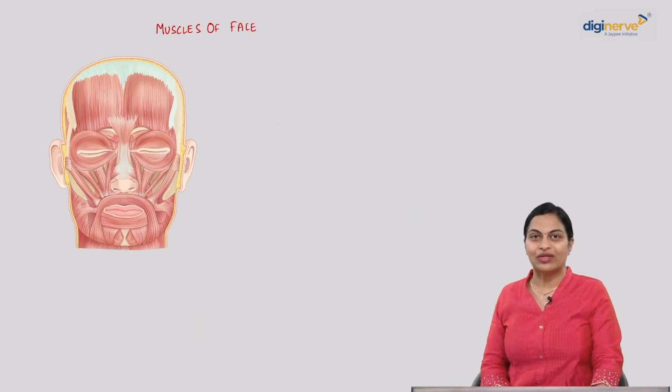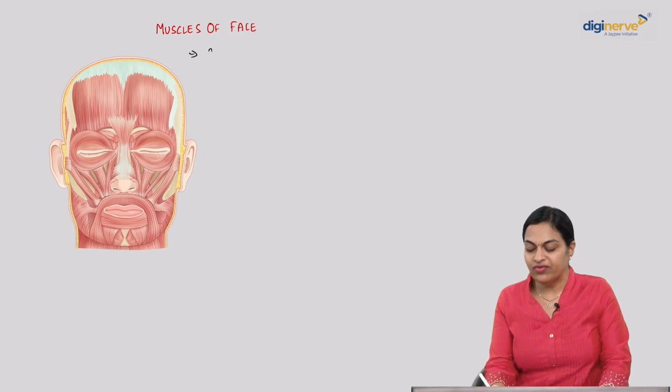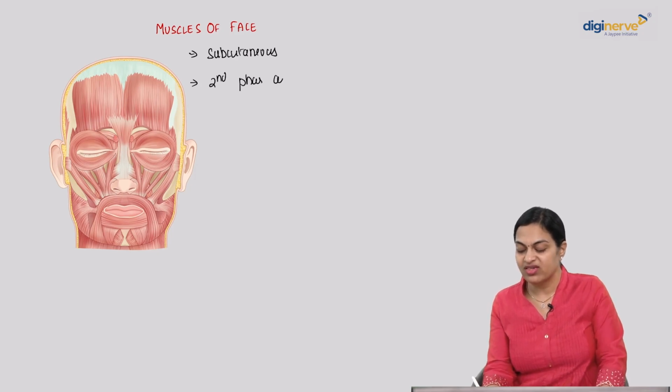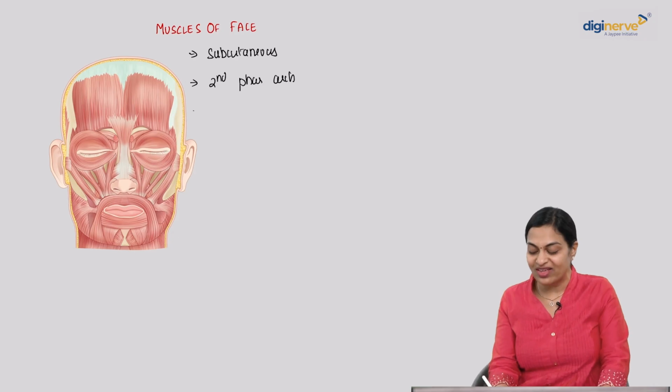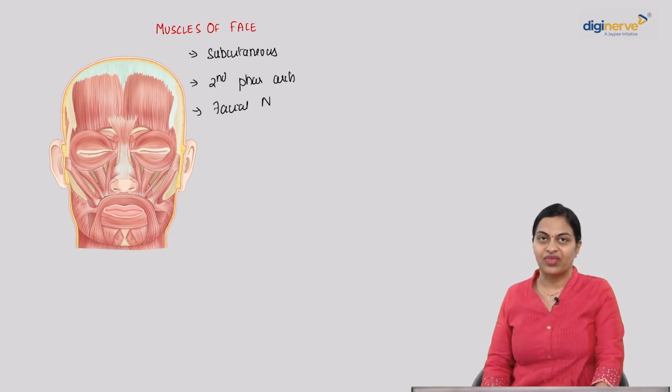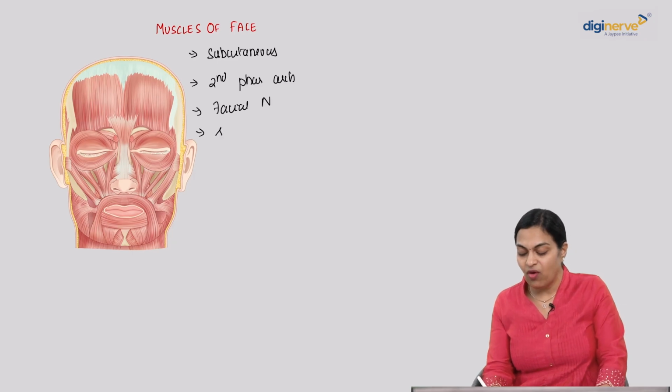Give your attention. Muscles of face is a very high yield topic. The muscles of the face differ from the muscles in the rest of the body. Can you tell me how? Yes, all of them are subcutaneous, beneath the skin. They are all derived from the mesoderm of the second pharyngeal arch. And what is the nerve of the second pharyngeal arch? The facial nerve innervates all of them. They are considered to be remnants of panniculus carnosus.